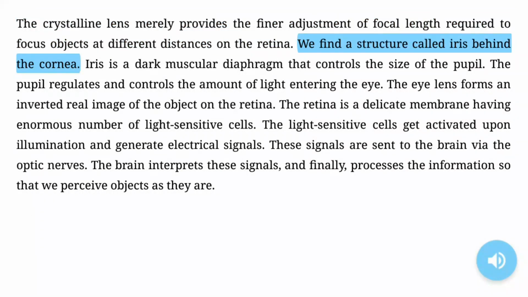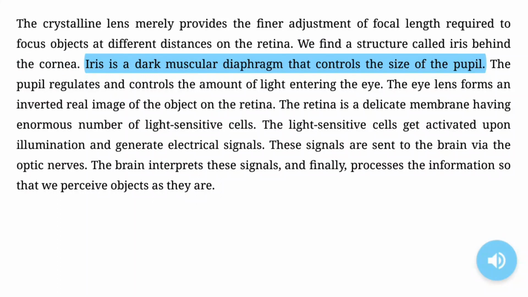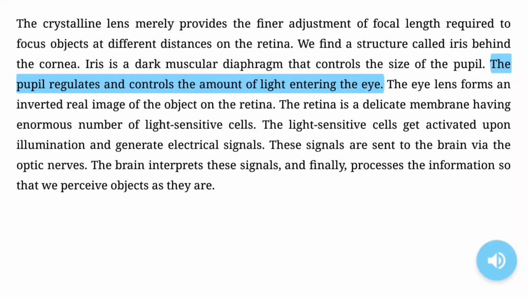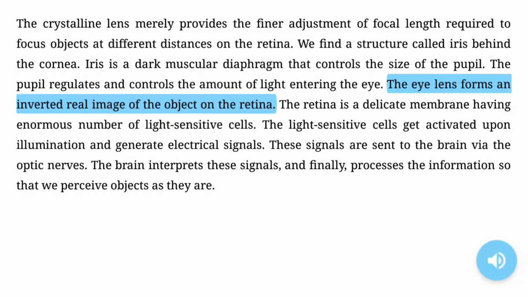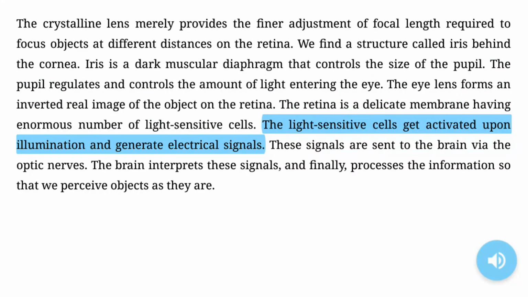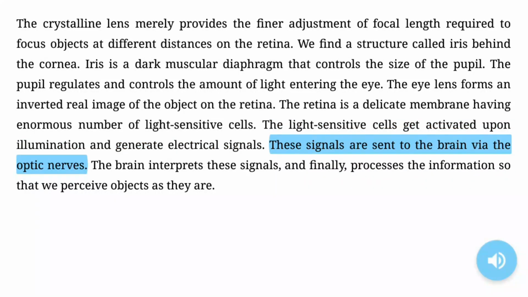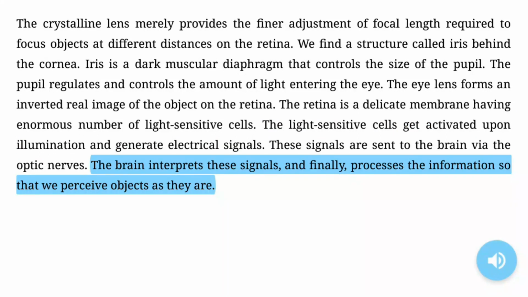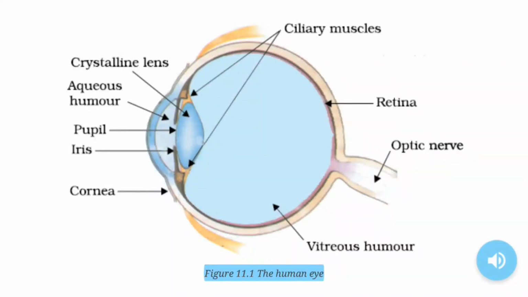retina. We find a structure called iris behind the cornea. Iris is a dark muscular diaphragm that controls the size of the pupil. The pupil regulates and controls the amount of light entering the eye. The eye lens forms an inverted real image of the object on the retina. The retina is a delicate membrane, having enormous number of light-sensitive cells. The light-sensitive cells get activated upon illumination and generate electrical signals. These signals are sent to the brain via the optic nerves. The brain interprets these signals, and finally, processes the information so that we perceive objects as they are. Figure 11.1 The human eye.